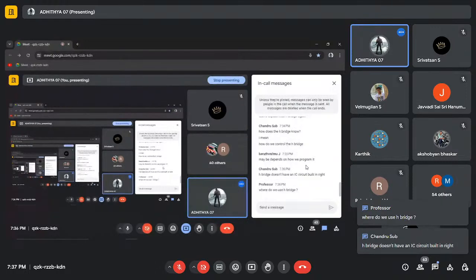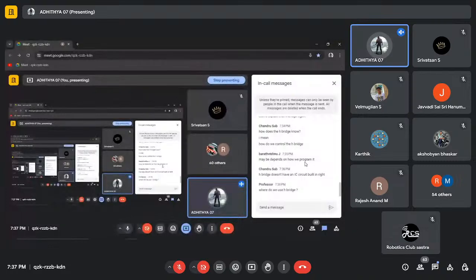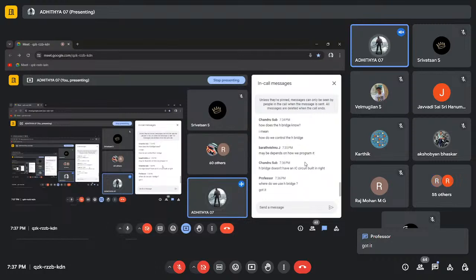Where do we use the H bridge? As I said, we use the H bridge in the L293D IC and in various applications where reversal of the current is required at certain times. Like in this motor driver, when one input is on, we need current in one direction, and when the other is on, we need to change it. So when the application arises that the direction of current needs to be changed consistently, we use an H bridge there. Got it. Okay.